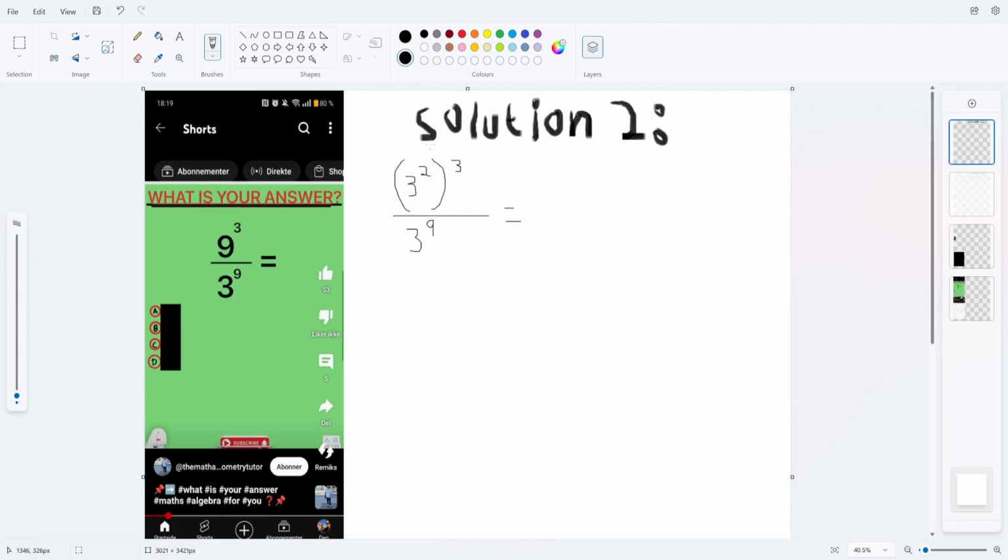We actually multiply these two. On the top, we're gonna multiply them. There's some multiplication here in the rule: 2 times 3, because you have a power raised to another power. That's the power rule. And we know 2 times 3 equals 6. So we're gonna type that here: 3 to the power of 6 divided by 3 to the power of 9.